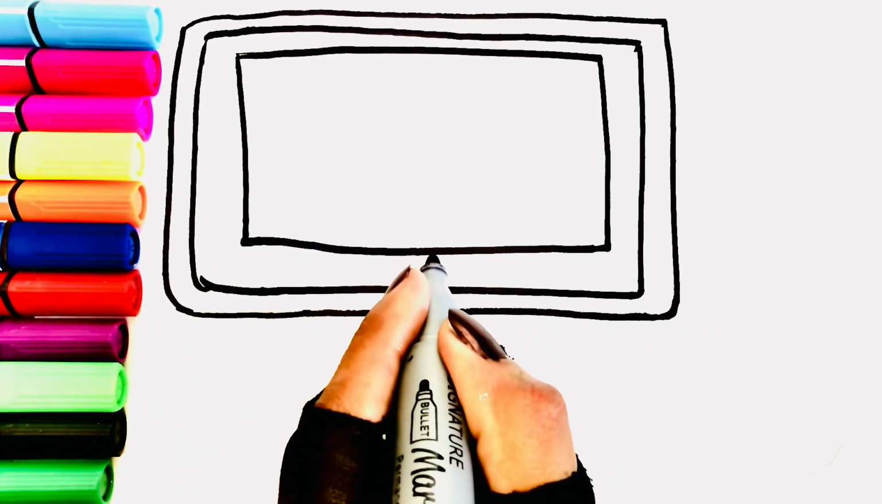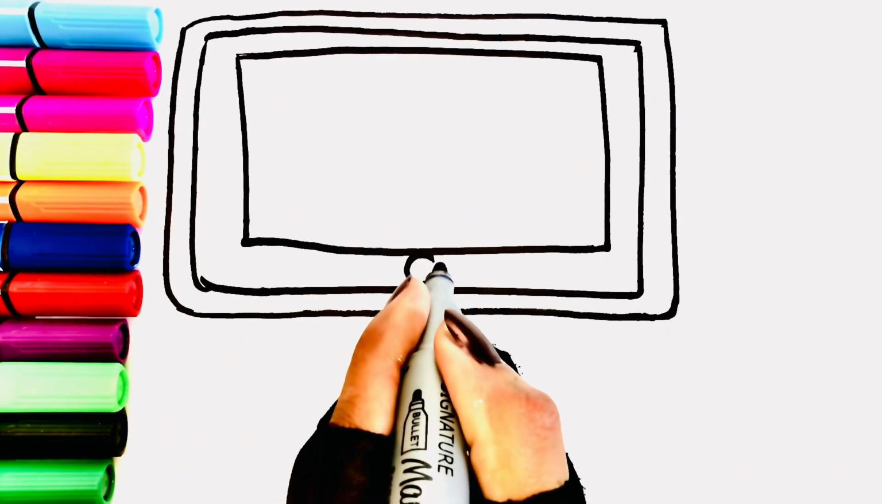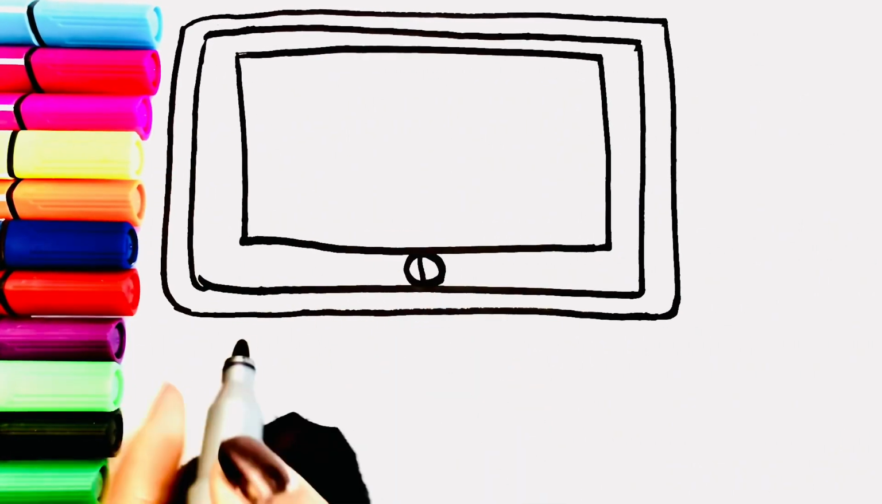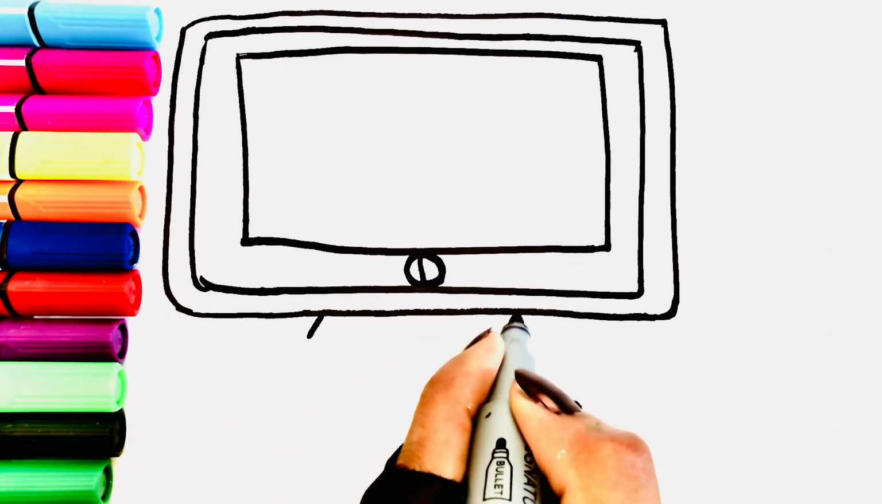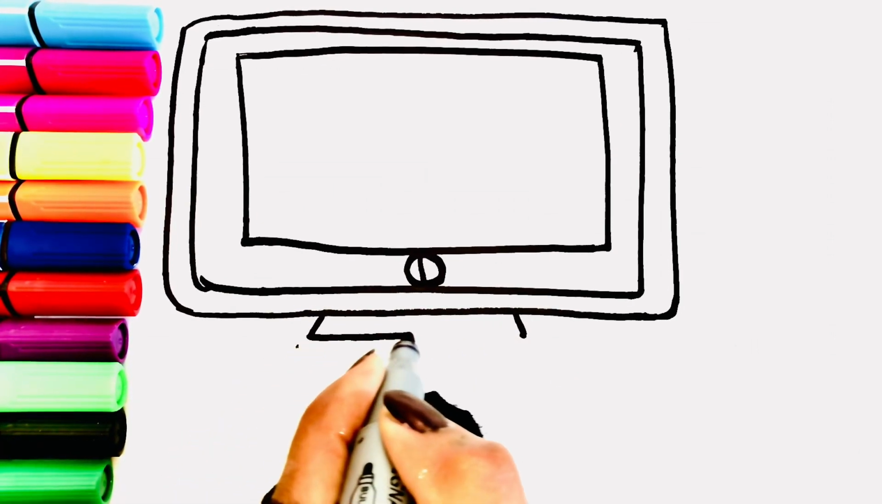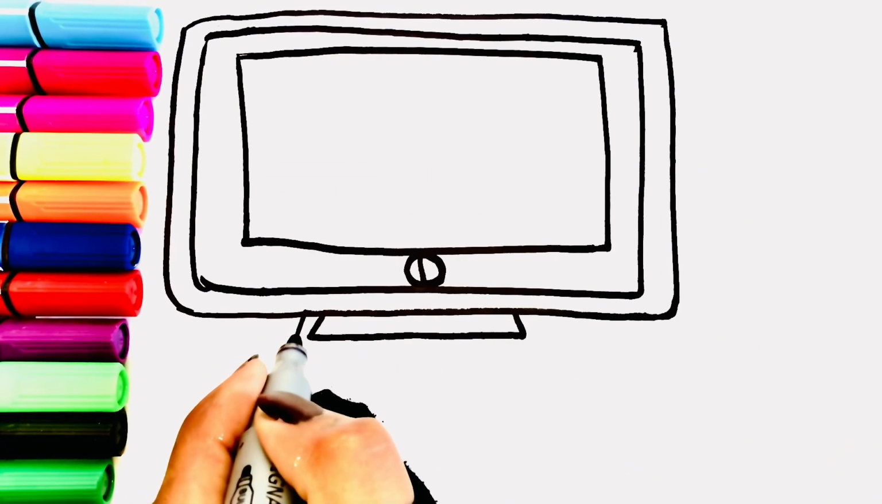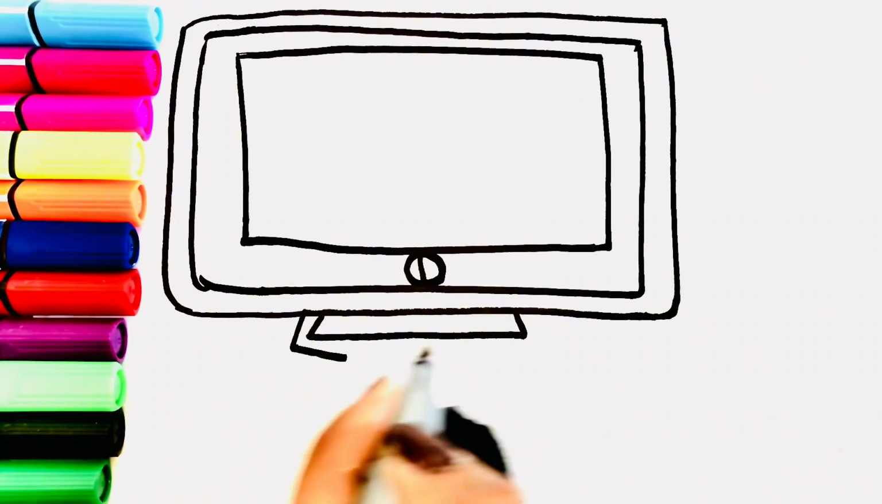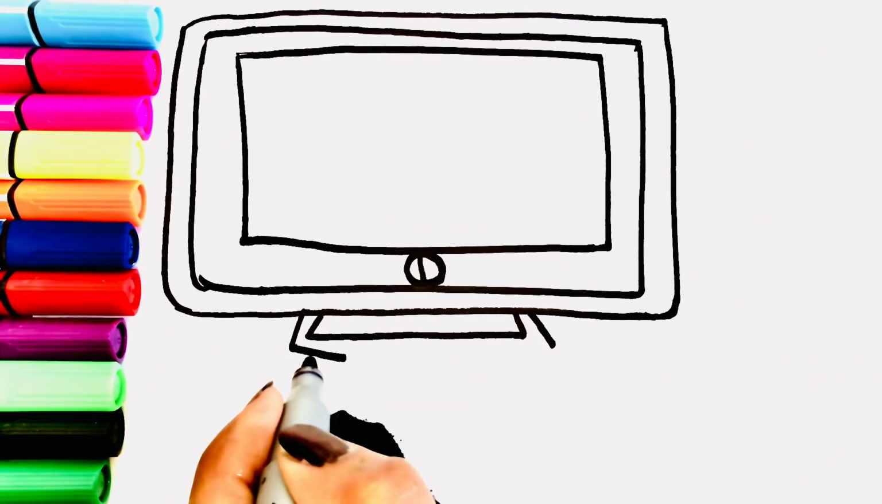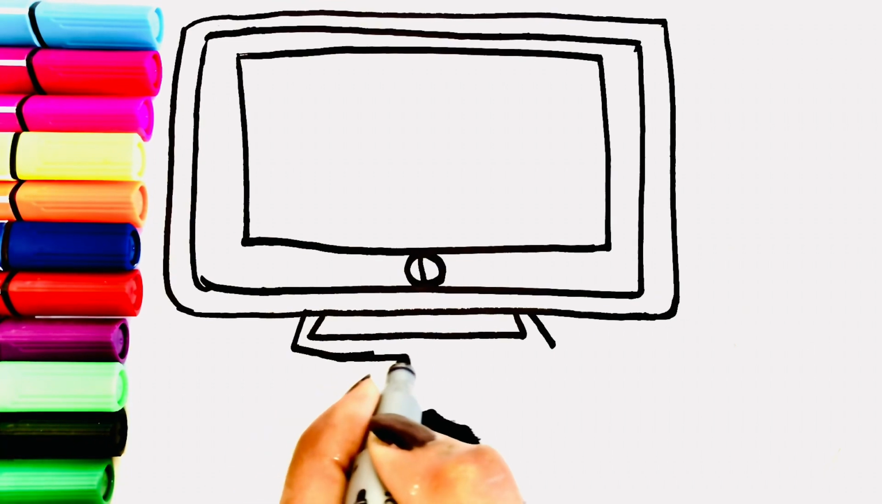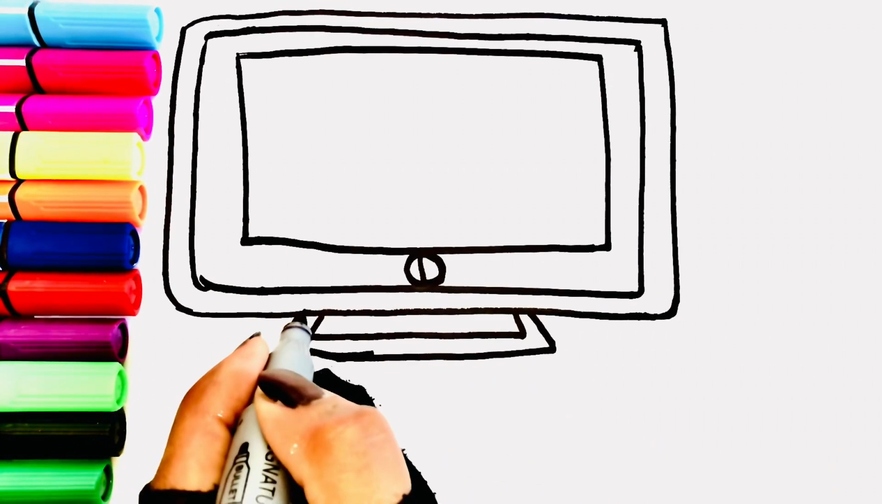Now draw a button. And now I draw a keyboard. Just draw a rectangle shaped square and put a lot of buttons in it.